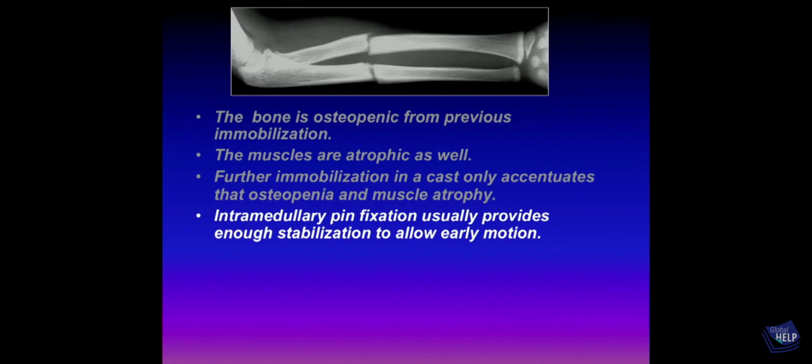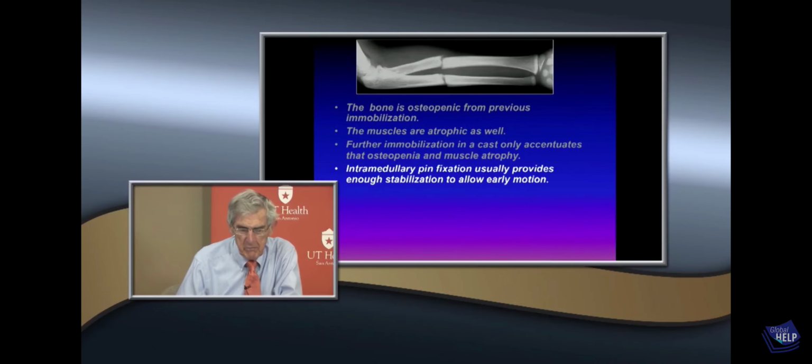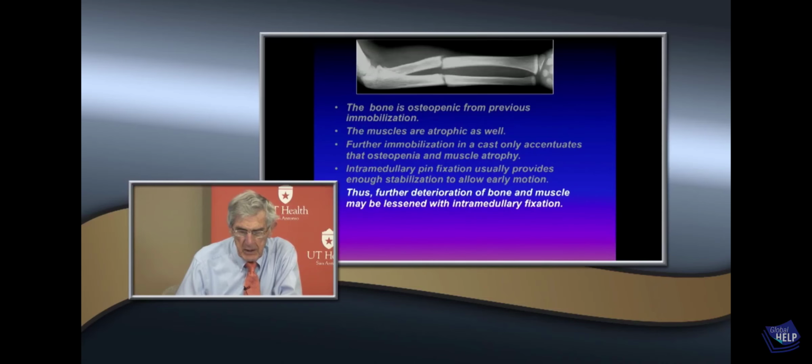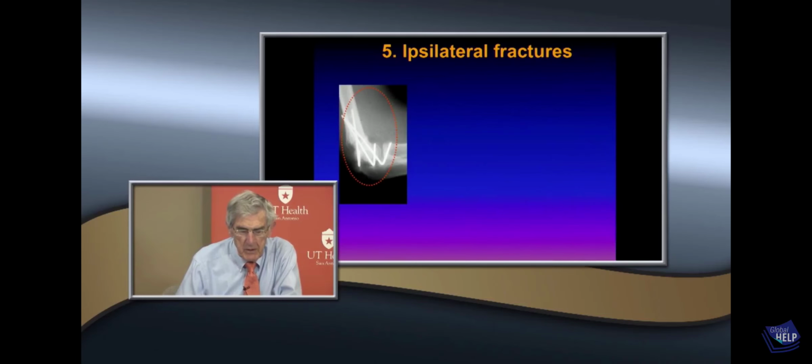So usually on these I have a lower threshold for doing intramedullary nail fixation because it allows early motion. You can start early motion and rehabilitate your muscles, and the further deterioration of the bone and muscle may be lessened. Refractures also sometimes are a little hard to manipulate, and they have a tendency to have late recurring deformities.